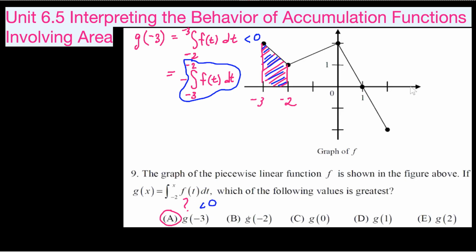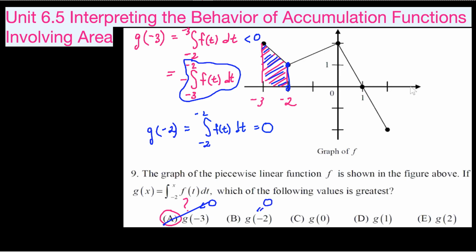Now let's look at negative 2. Negative 2 is already greater than that, because what is g of negative 2? G of negative 2, again just understanding our accumulation function, is the integral from negative 2 to negative 2 of f of t dt. We should know that the integral from a to a is always 0, and that's already greater than A, so we know it's not this one. This one equals 0.